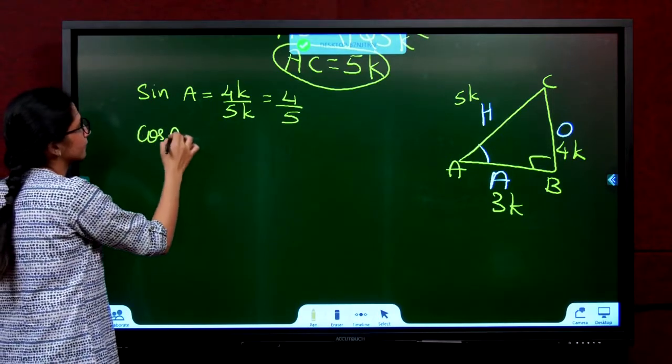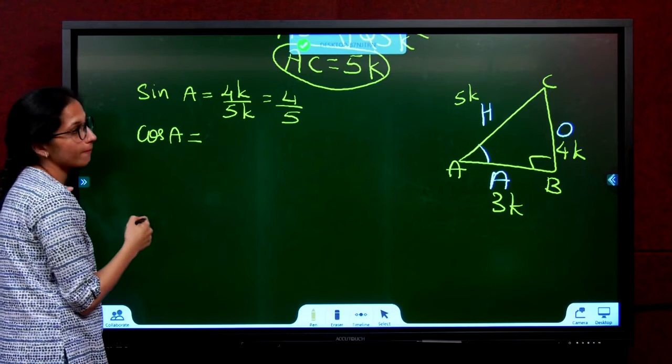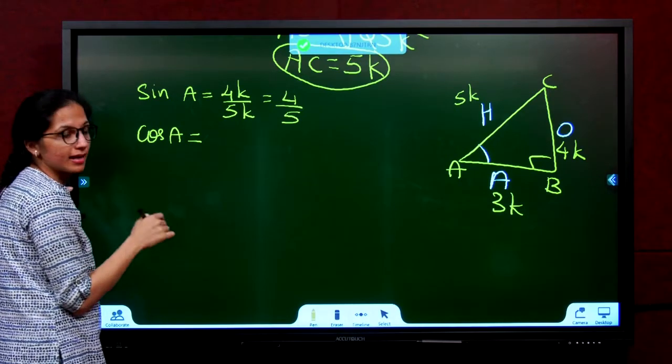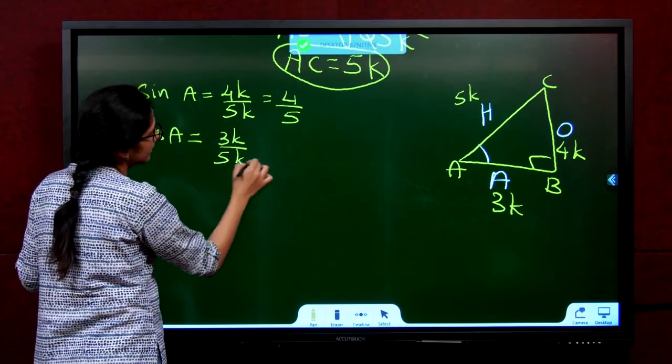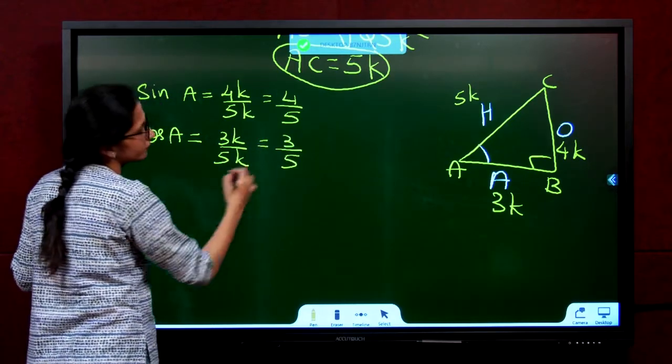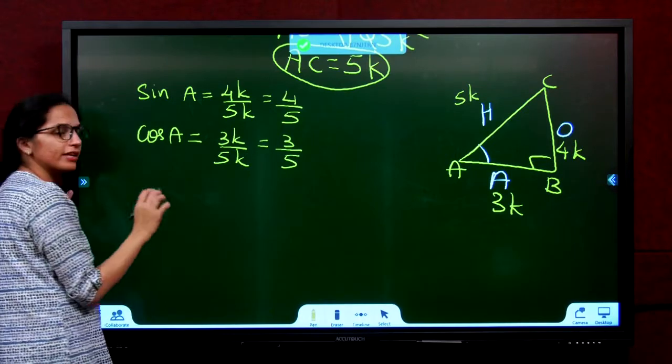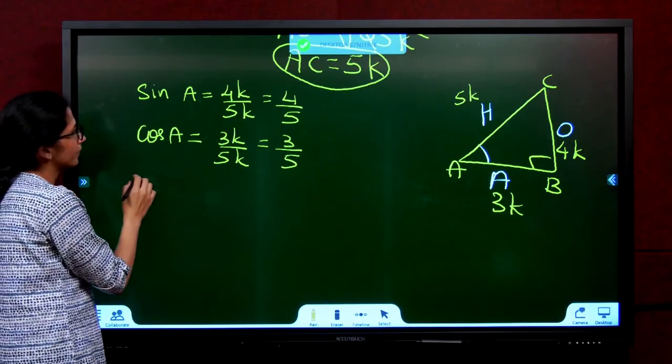Cos A. What is cos A? Adjacent by hypotenuse. 3K by 5K. K K cancels. 3 by 5. Tan A you already know, it's given in the question, so skip tan A.